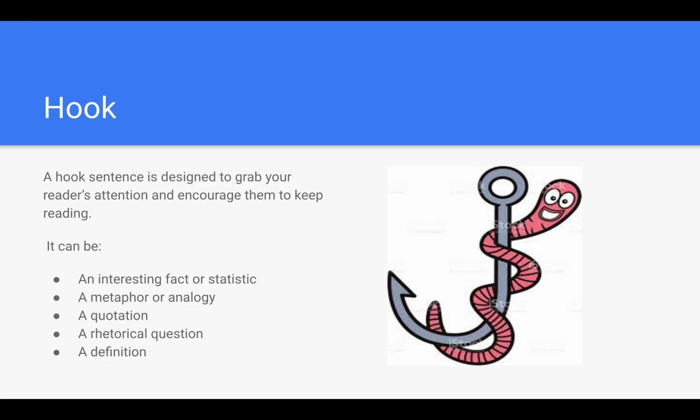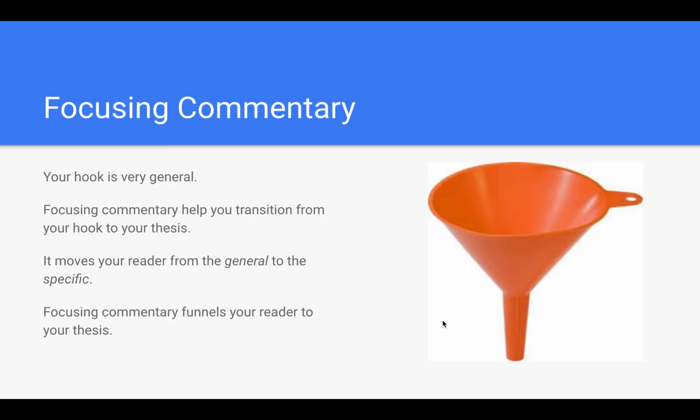So all of these things, an interesting fact or statistic, a metaphor, a quotation, a rhetorical question, all of those. But that's your first sentence. Your first sentence has to jump out and grab the reader and get them reading. It's called a hook sentence. So focusing commentary.